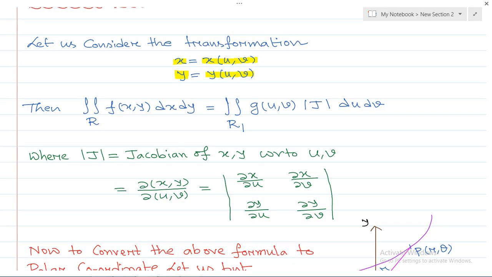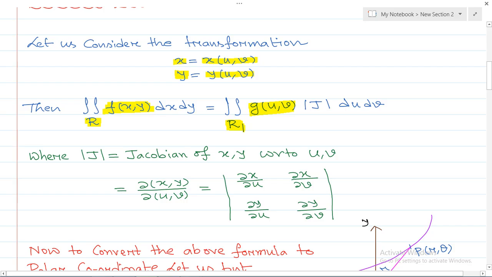Now how do we do the conversion from the xy plane to the uv plane? The conversion formula can be written in this manner: the double integral over R of f(x, y) dx dy, if it is given to us, we have to convert into some other form. Since x is a function of u and v, and y is a function of u and v, in place of x and y we can put functions of u, v, so it will become a new function g(u, v).